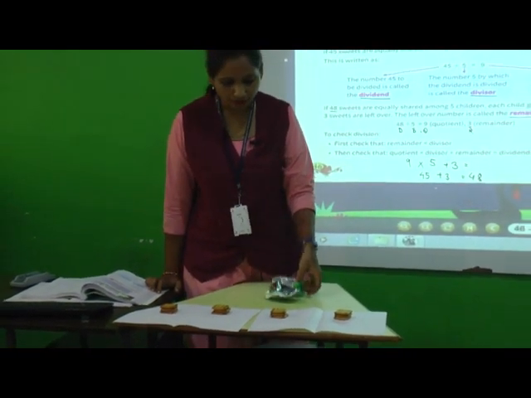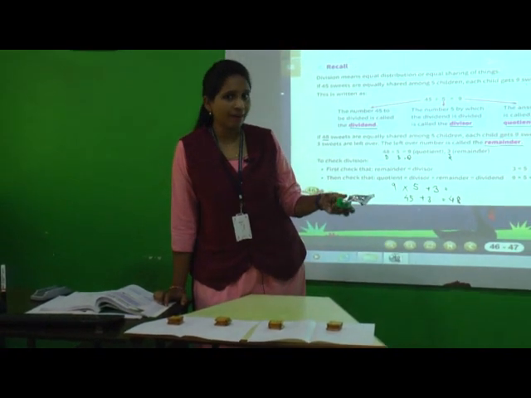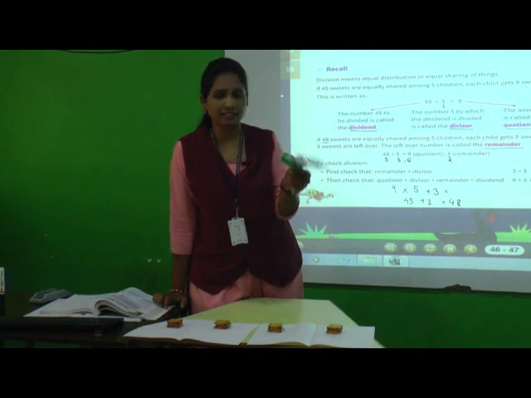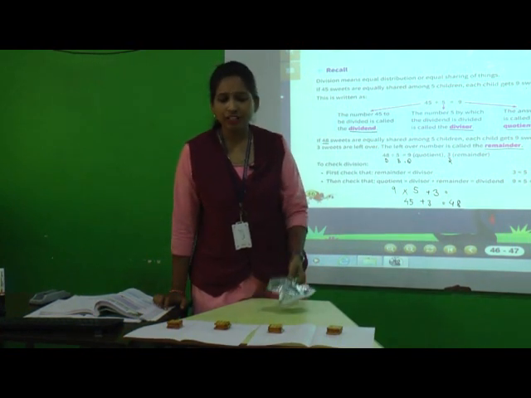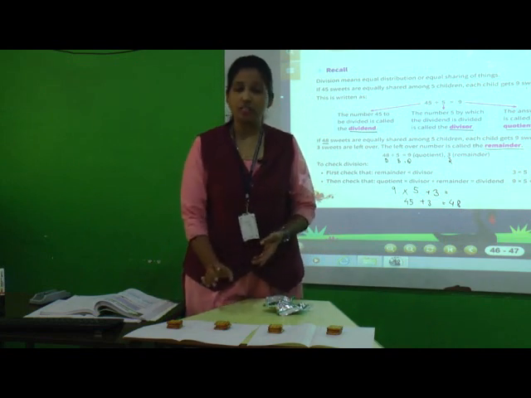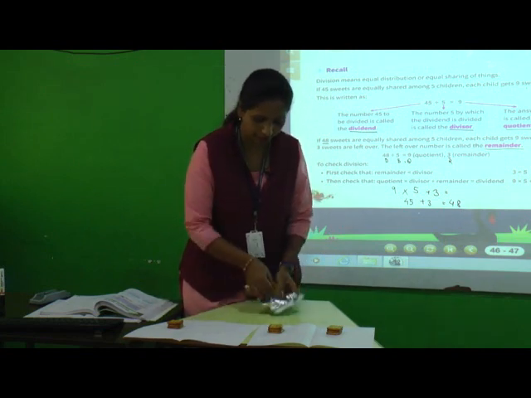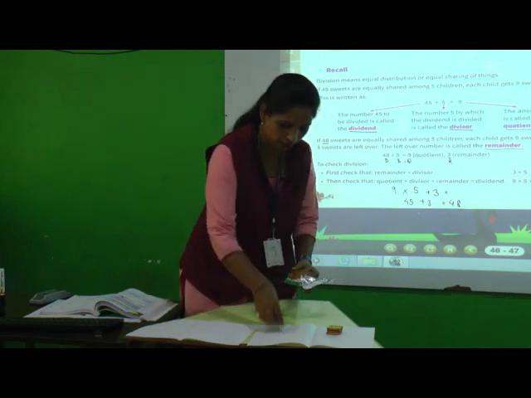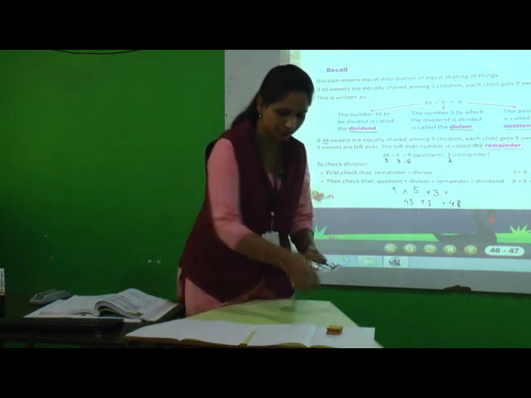Now suppose when you open the packet, you already know there are 12 biscuits in it. What I have done is share equally, 1, 1, 1, 1. Instead of that, what can I do? First you should know how many biscuits are there.